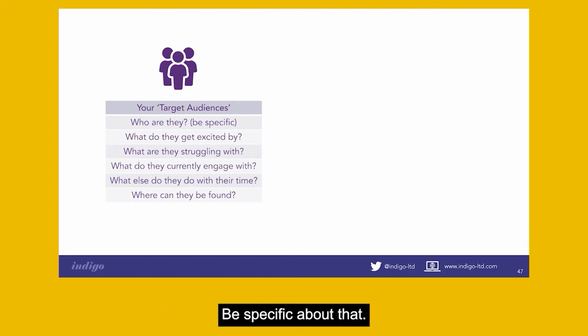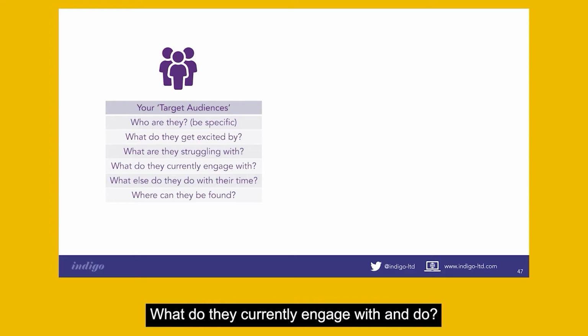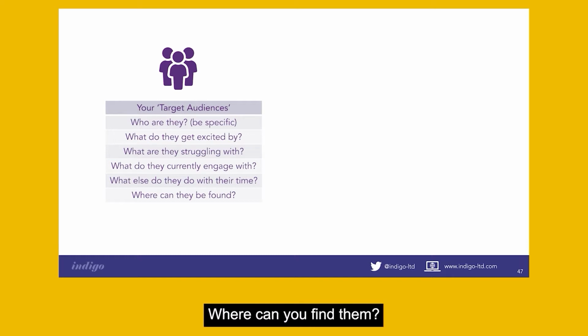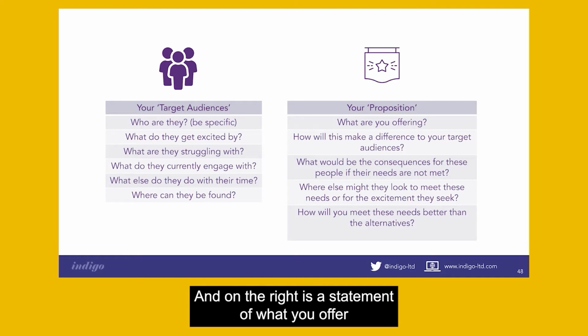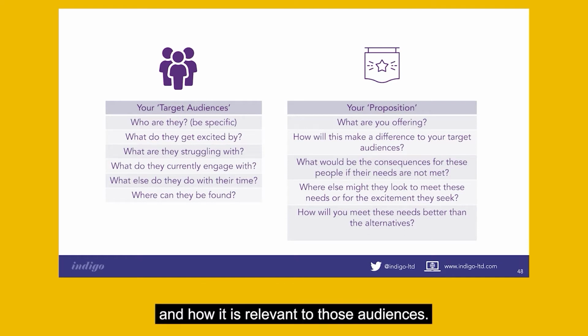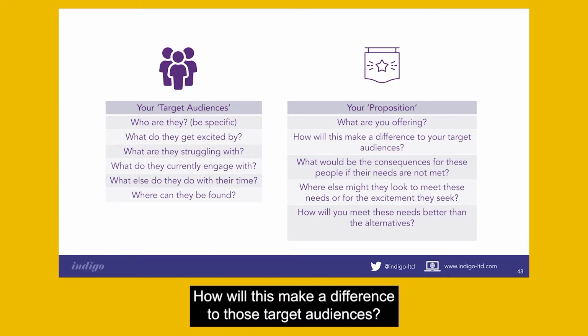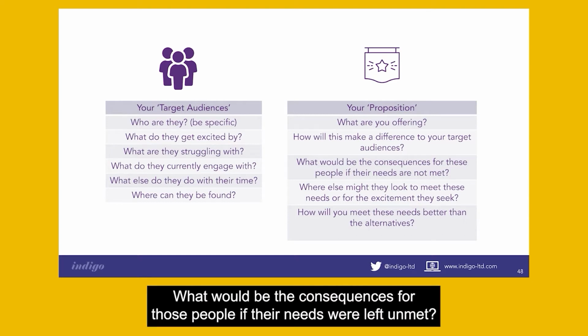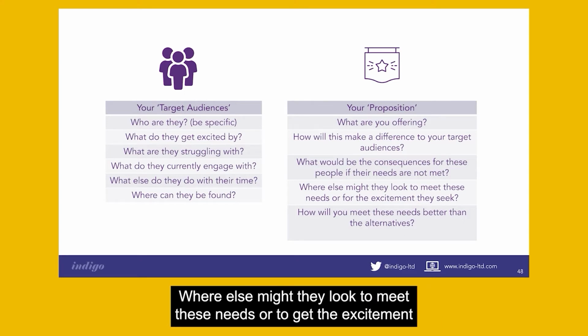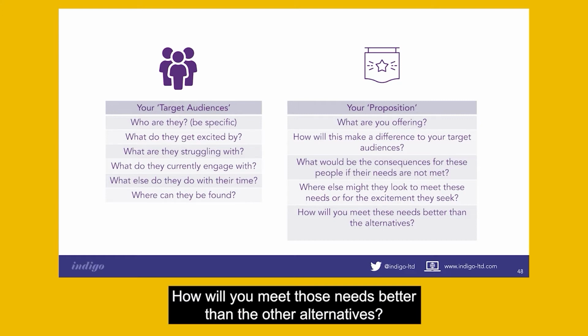Be specific about that. What do they get excited by? What are they struggling with? What do they currently engage with and do? What else do they do in their leisure time? Where can you find them? And on the right is a statement of what you offer and how it is relevant to those audiences. What are you offering? How will this make a difference to those target audiences? What would be the consequences for those people if their needs were left unmet? Where else might they look to meet these needs or to get the excitement that they seek? How will you meet those needs better than the other alternatives?